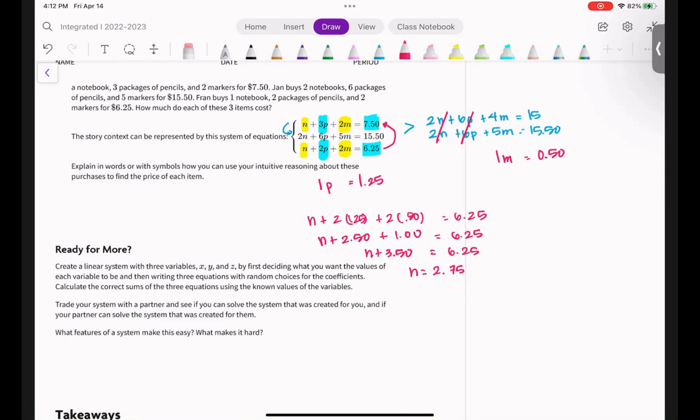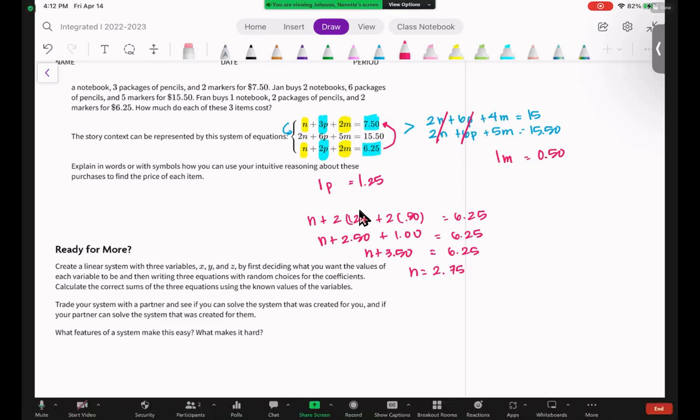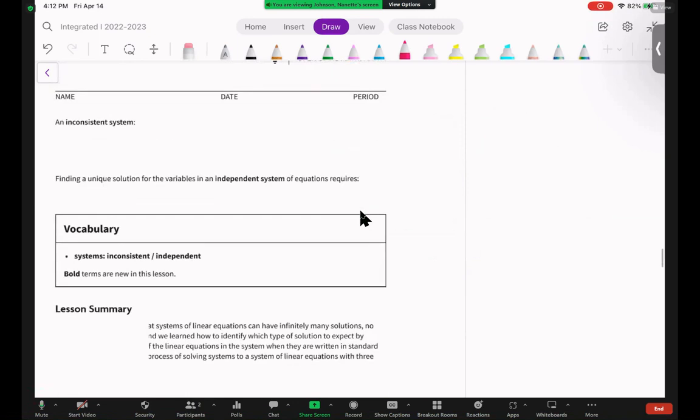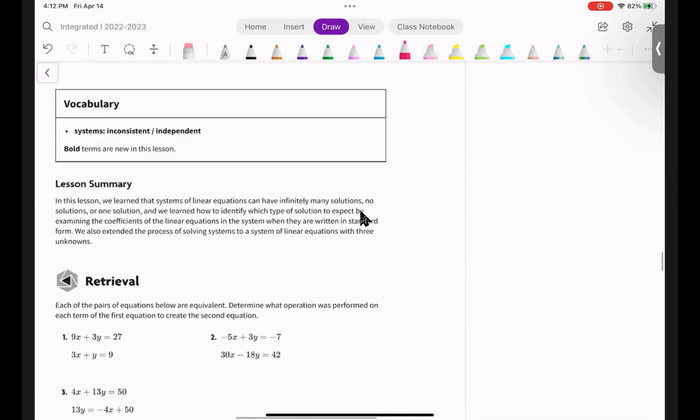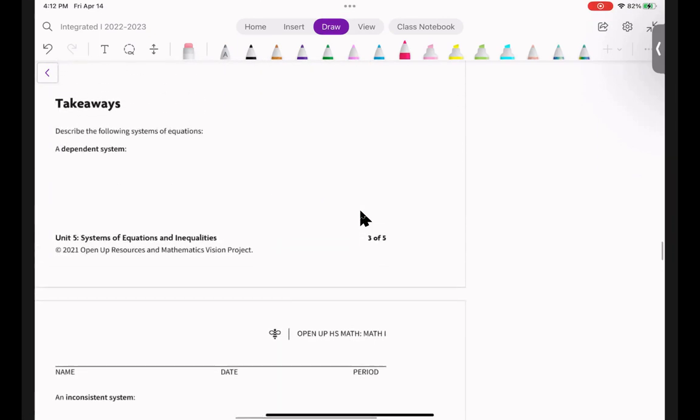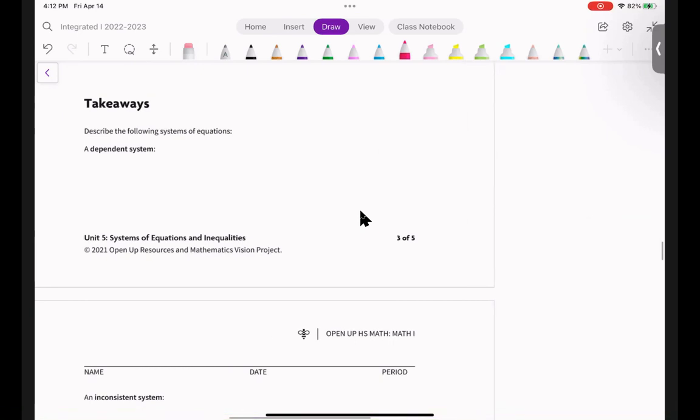Okay, so last but not least, we're going to do our takeaways to make sure that you remember what we learned and see if there are any new words that I want to show you. Okay, so it says describe the following systems of equations.